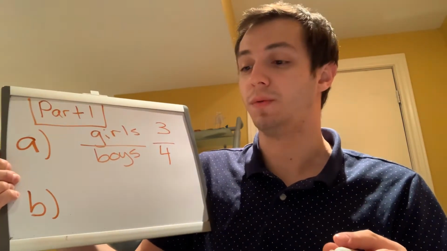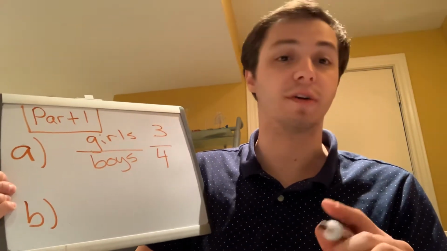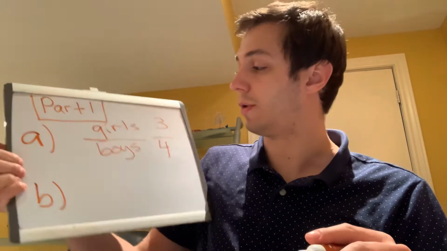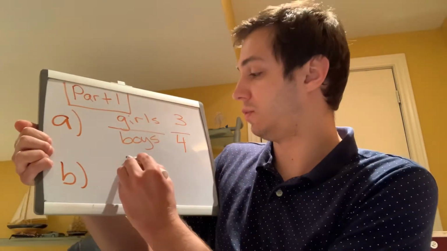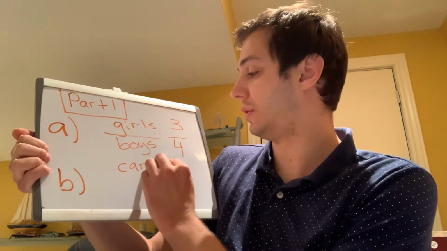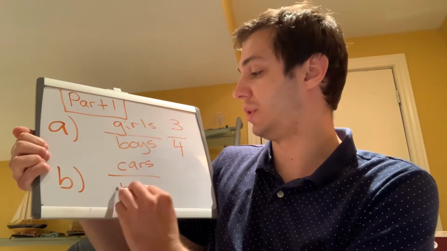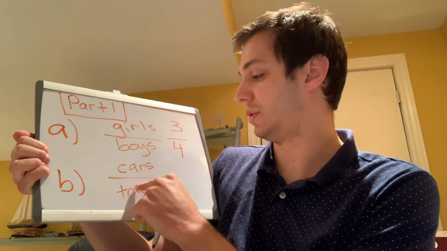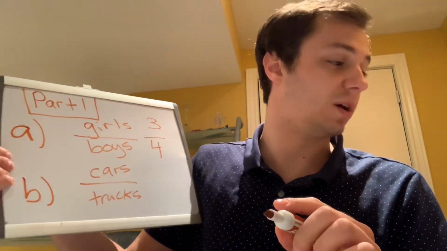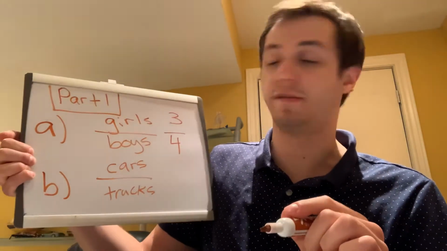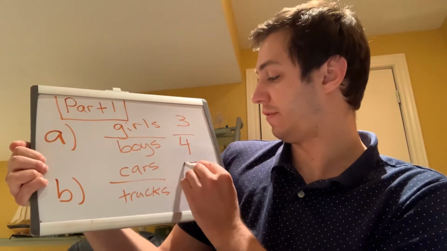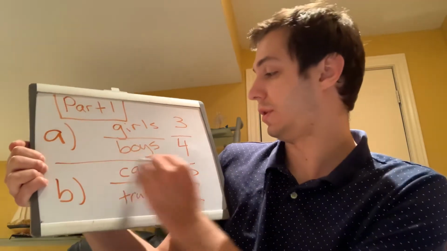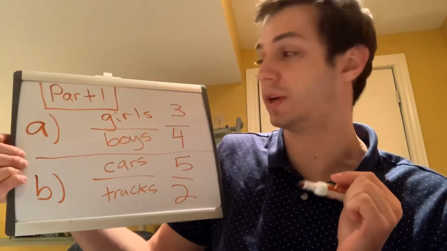In part B, we have the sentence, there were 5 cars for every 2 trucks, right? So cars will be our top number, and trucks will be our bottom number. There we are. And then, once again, it tells us that there were 5 cars for every 2 trucks. So for every 5 cars, there were 2 trucks, right? So these are our 2 ratios that we had to write.